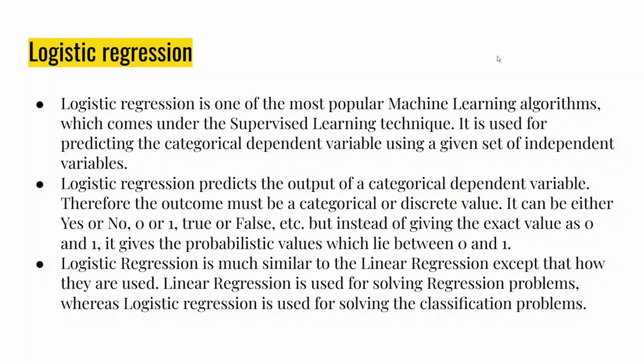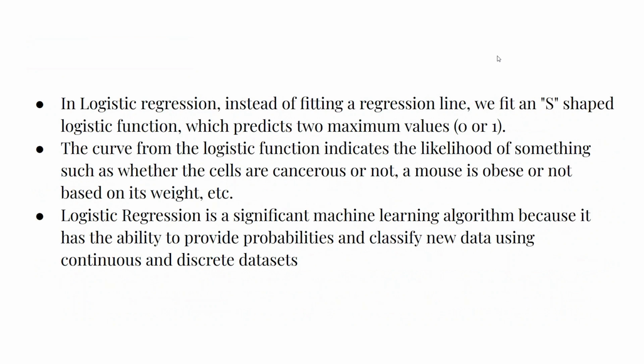Logistic regression predicts the output of a categorical dependent variable, therefore, the outcome must be a categorical or a discrete value. It can be either yes or no, 0 or 1, true or false, but instead of giving the exact value as 0 and 1, it gives the probabilistic values which lie between 0 and 1. Logistic regression is much similar to linear regression except in how they are used. Linear regression is used for solving regression problems, whereas logistic regression is used for solving classification problems.